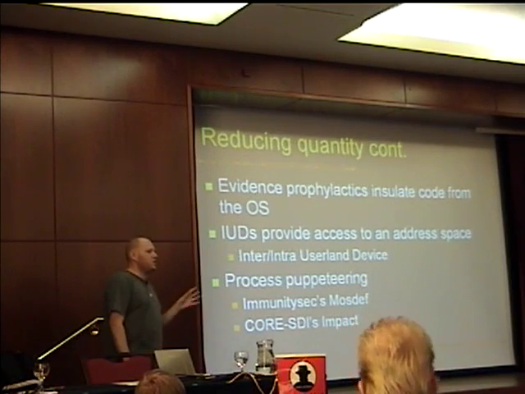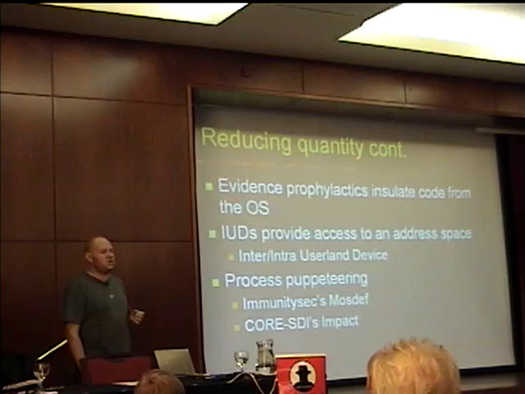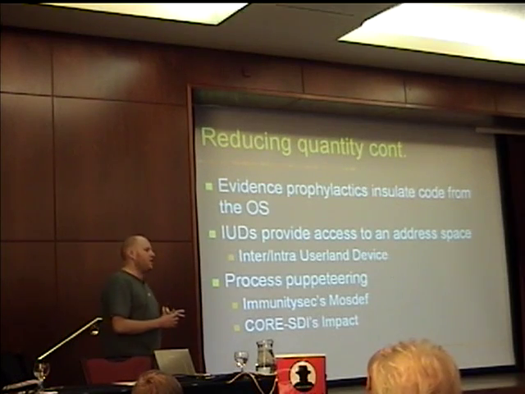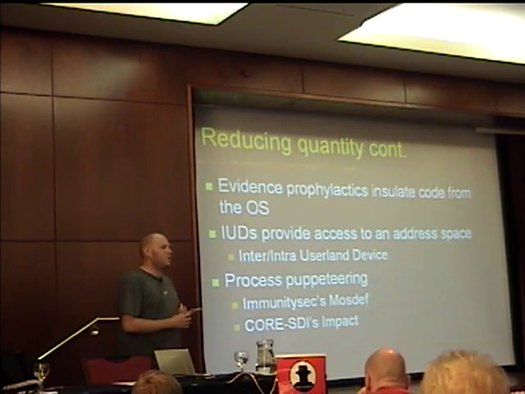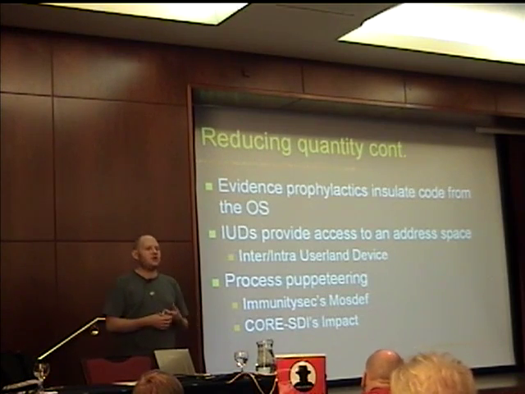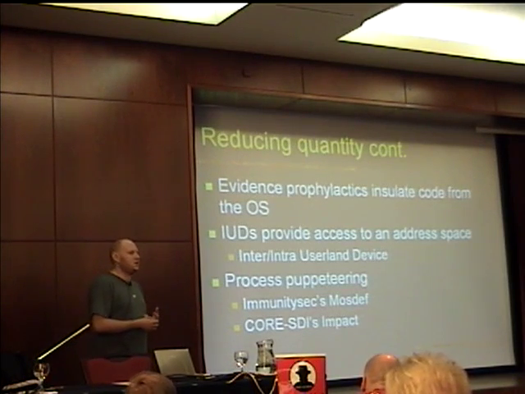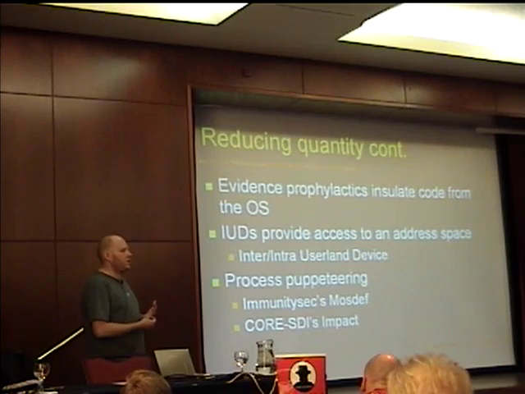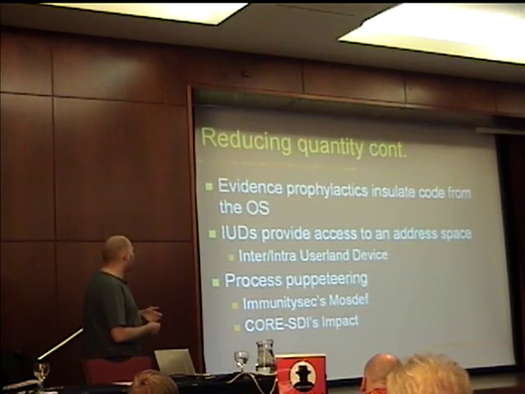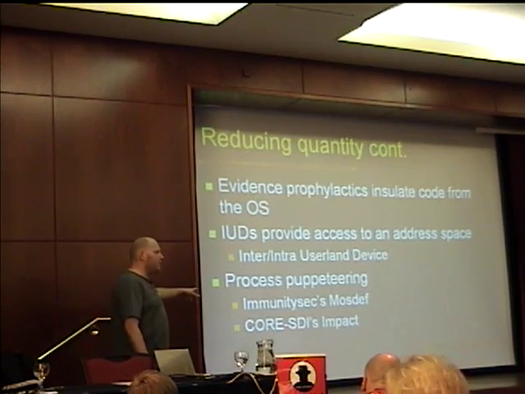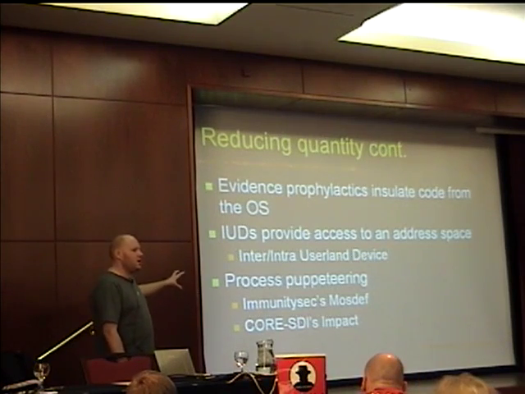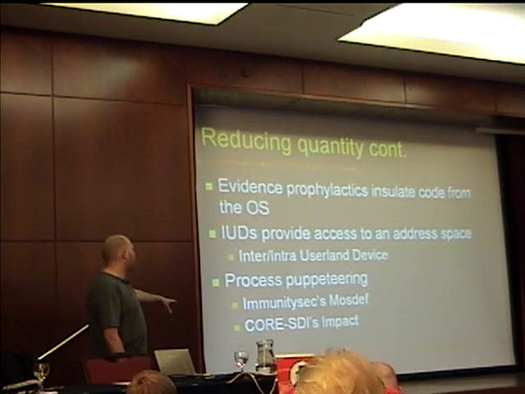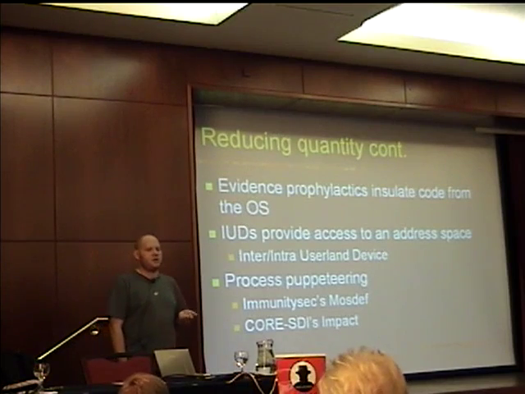The other thing that we can do is we can use an evidence prophylactic. This is an IUD, an inter or an intra userland device. This is basically something which operates in an address space and provides remote access to that address space to someone else. So we can use GDB, or we can use the hacked process. Immunity and Core SDI, or I think they're called Core ST these days, have been doing this for quite a long time with MOSTEF and Impact, respectively.